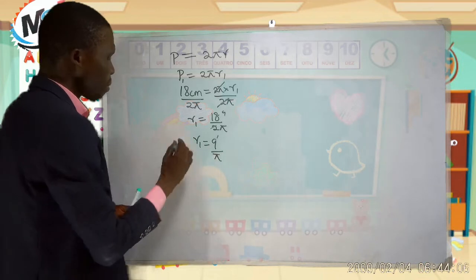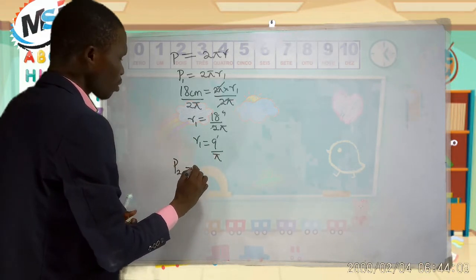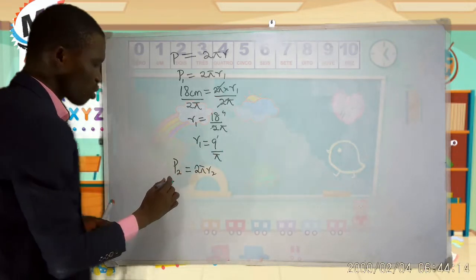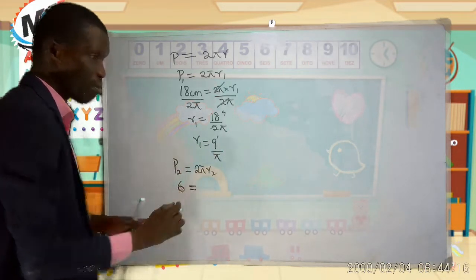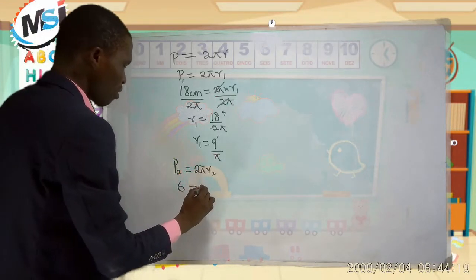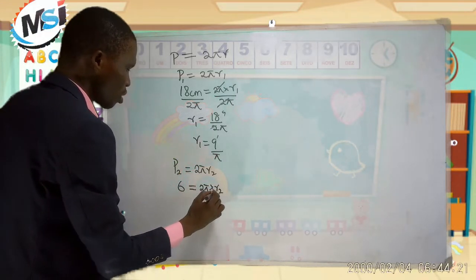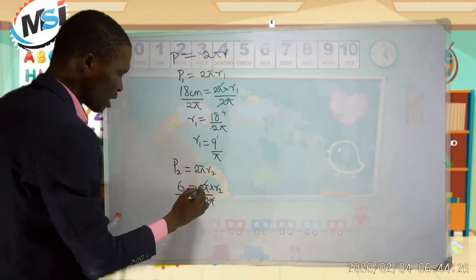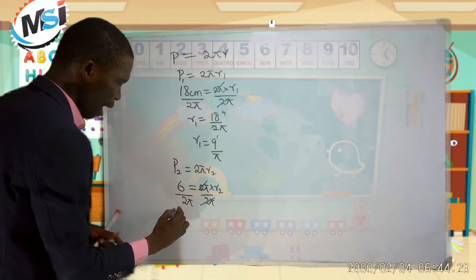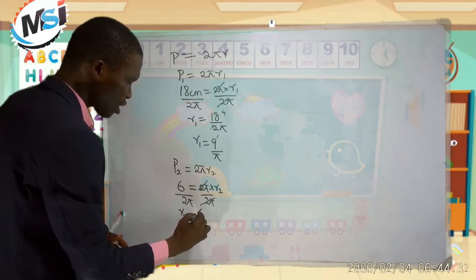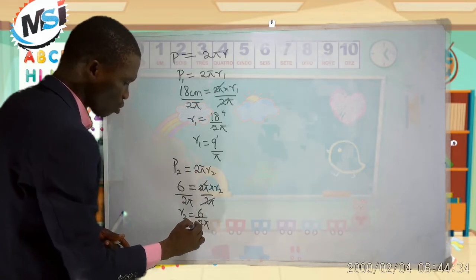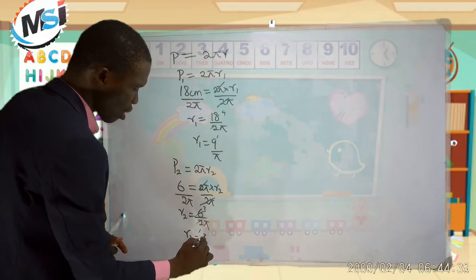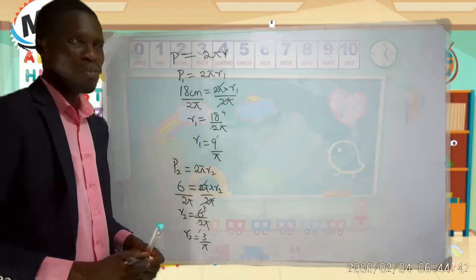Now to find R2, P2 will give us 2 pi R2. Now from here, P2 is given to us as 6 from the question, right? Then we have 6 equals 2 pi times R2. Divide by 2 pi on both sides. This cancels this. That means R2 will give you 6 all over 2 pi. 2 into 6 is 3. So R2 will give us 3 all over pi. I believe you understand that.